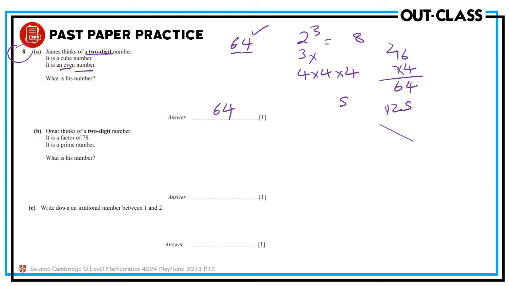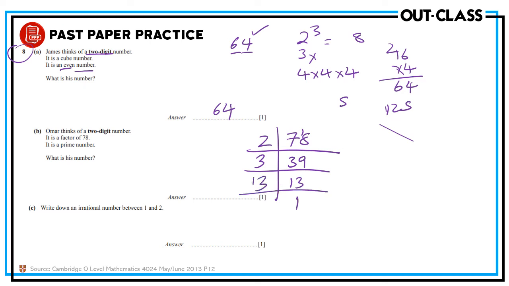The next one, Umar thinks of a 2-digit number. It is a factor of 78 and it is a prime number. Interesting. So let's just prime factorize 78, using prime factors. 2 3s are 6, 1 carry 18, 2 9s are 18. Now what? 3 1s are 3, 3 3s are 9, and now 13, because 13 is prime. Okay, and now what? So we needed a 2-digit number which was prime and also a factor. It has to be 13.